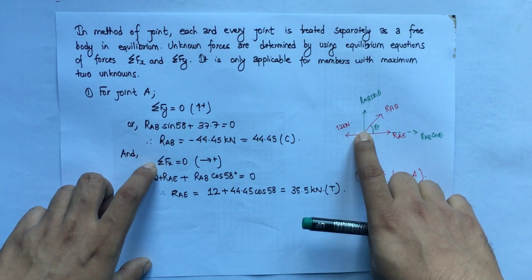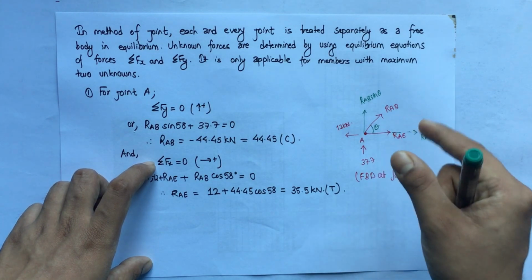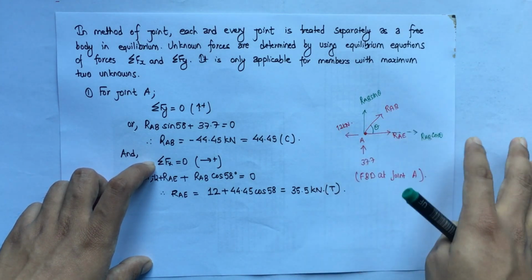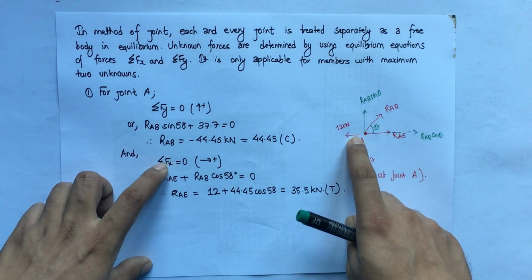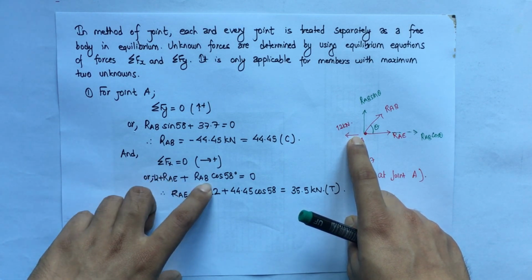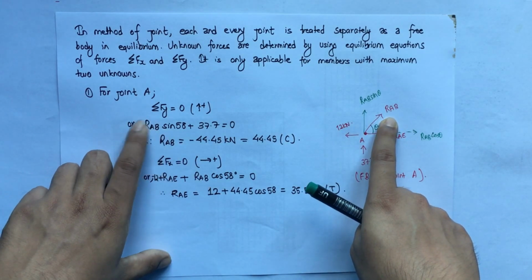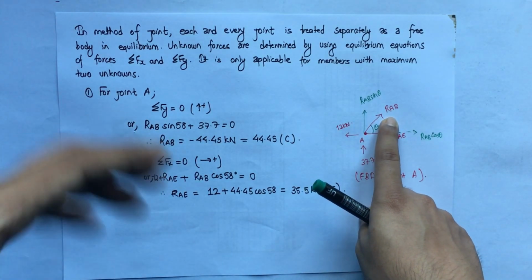Now similarly for the horizontal force, you have to select the equation by the number of unknowns at that particular point. If I had started with summation of Fx, then we had two unknowns, that is RAE and RAB. But in the vertical direction, the only unknown force will be RAB, so I took summation of Fy first. So this is a simple logic you can apply.